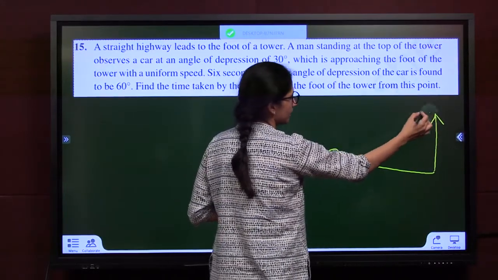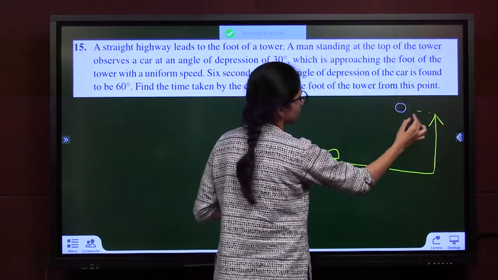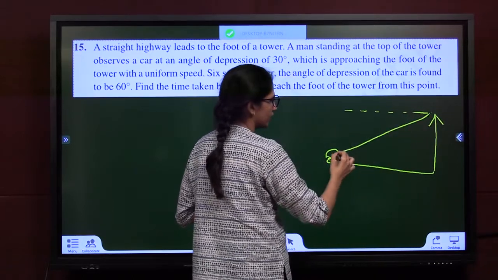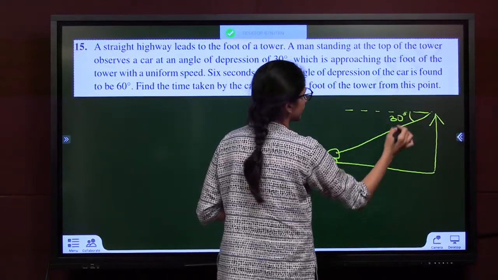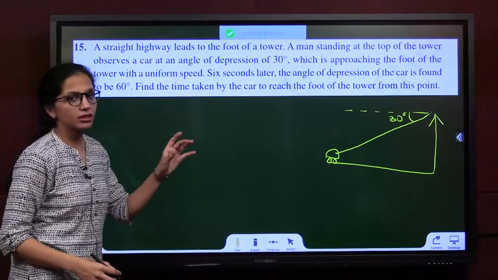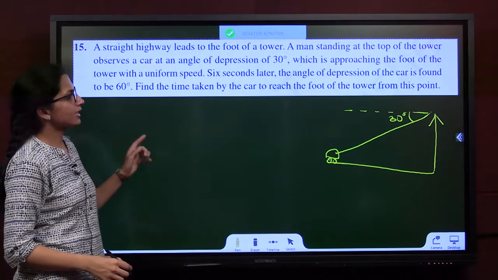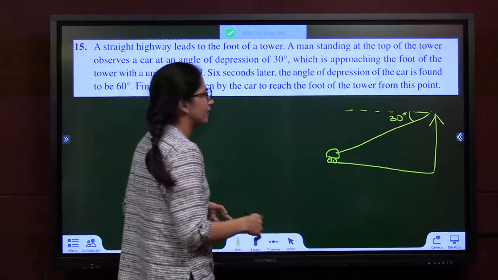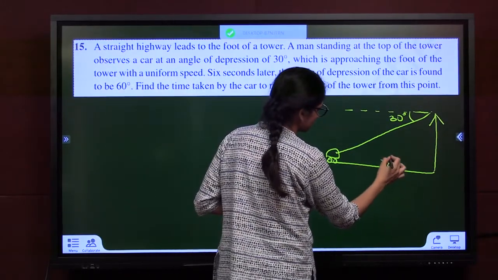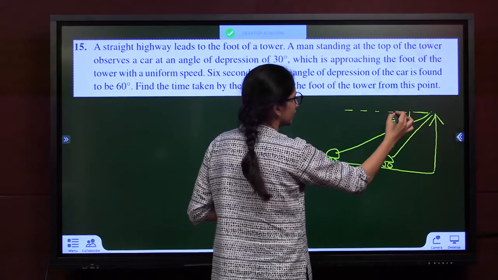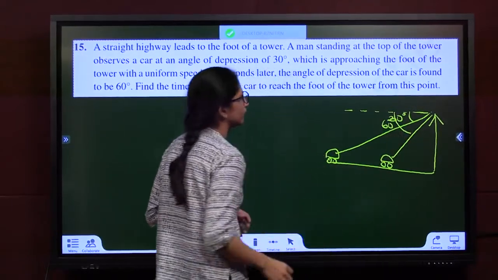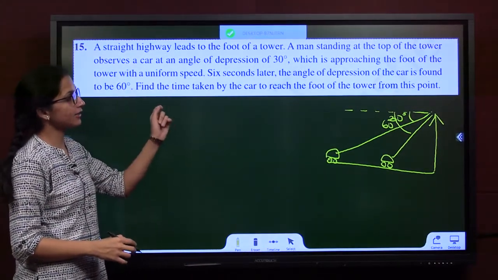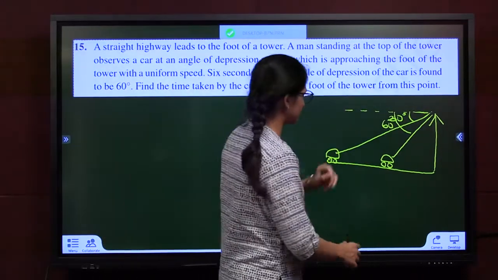Now when this man was observing the car from the tower, he saw that the angle of depression was 30 degree. Now the car is approaching the tower with a uniform speed. 6 seconds later, the angle of depression of the car is found to be 60 degree. After 6 seconds, the car reached here. The angle of depression now was 60 degree. How many seconds? 6 seconds. Okay, find the time taken by the car to reach the foot of the tower from this point.